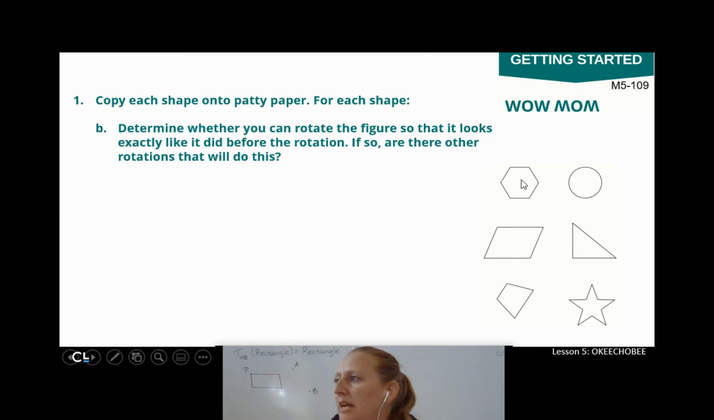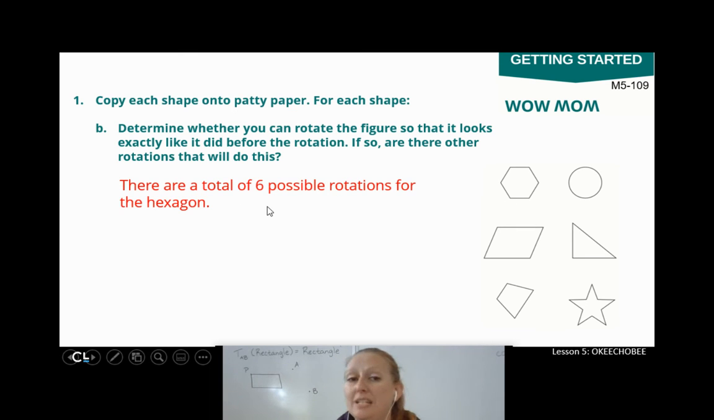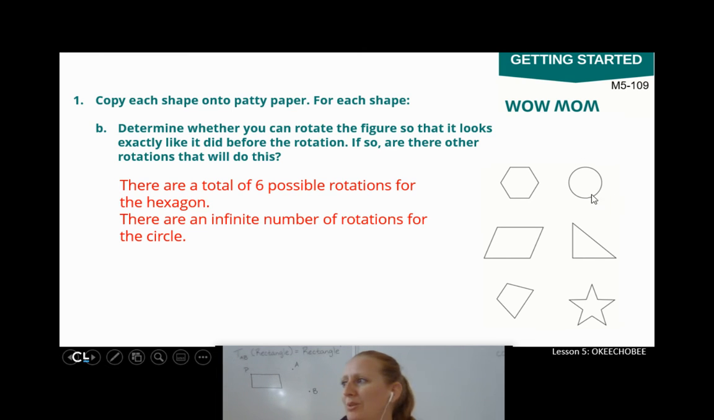So I'm going to start with this hexagon. I realized that I could just, boop, boop, boop, boop, boop, right? It would just click, click, click, click, click into place. So there's 6 possible rotations I could do of this hexagon. Of course, the circle has an infinite number of rotations, right? It's a circle. No matter how much I turn it, it's going to be the same circle.